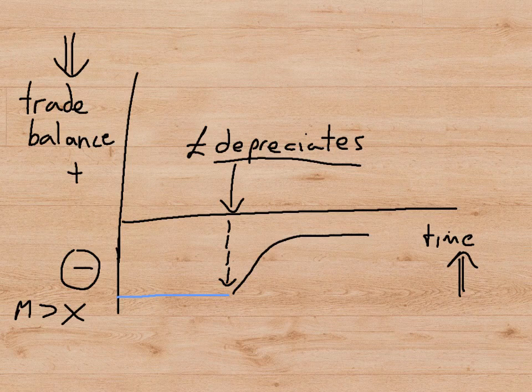In fact, this is not often what happens. So the curve of trade balance doesn't follow the path that we expect after a currency depreciation. Let's see why not.